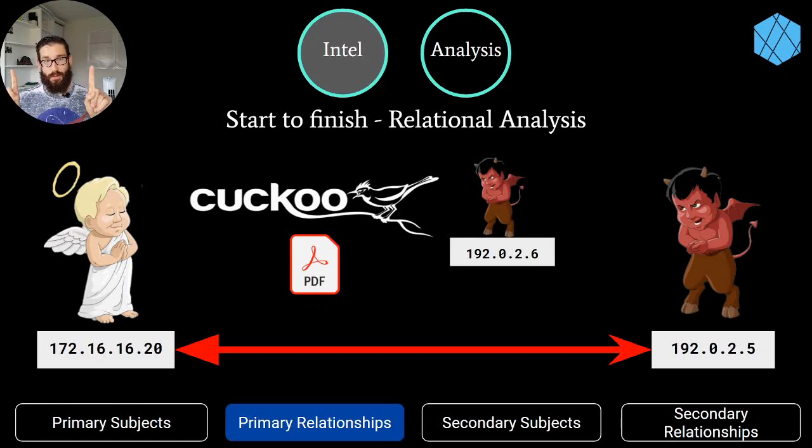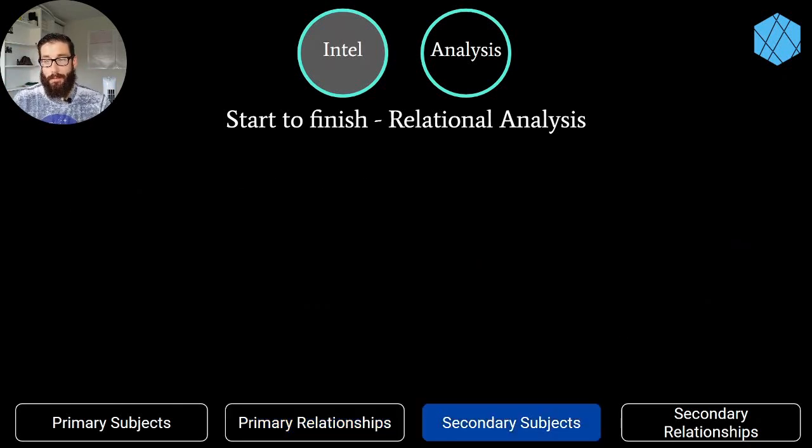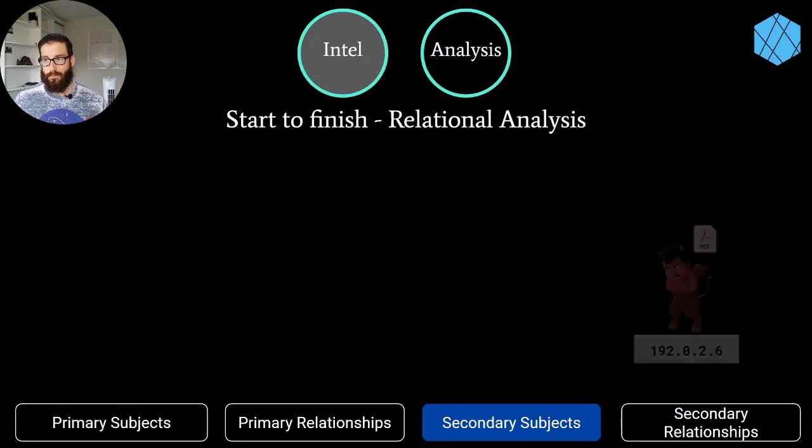So now we have two evil addresses, right? We have our primary subject, and then we have a secondary evil subject that just appeared as we were doing this automatic analysis of the malware in the sandbox. With that being said, we're moving on to the next phase. We're now moving on to our secondary subjects, so we're looking through them now.